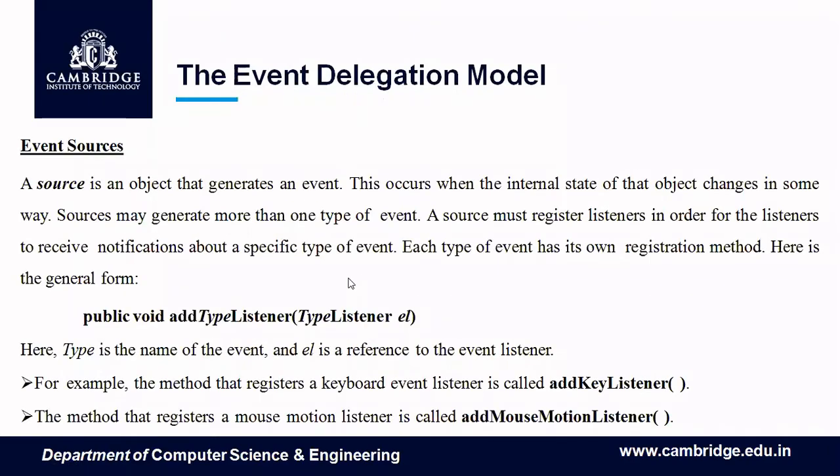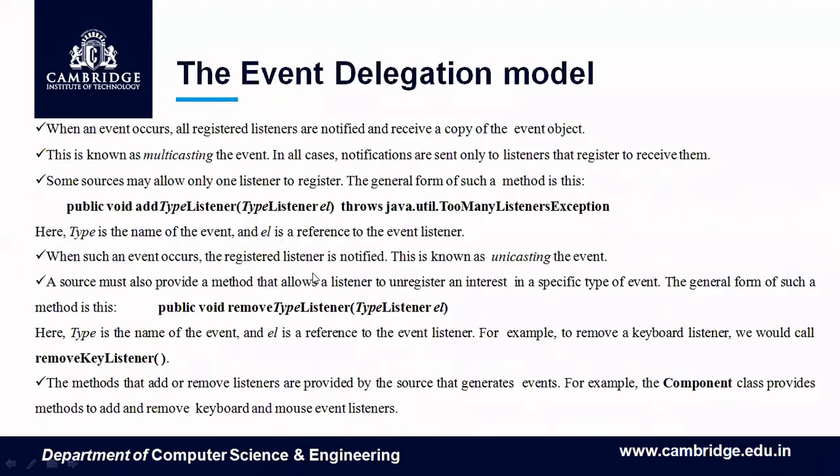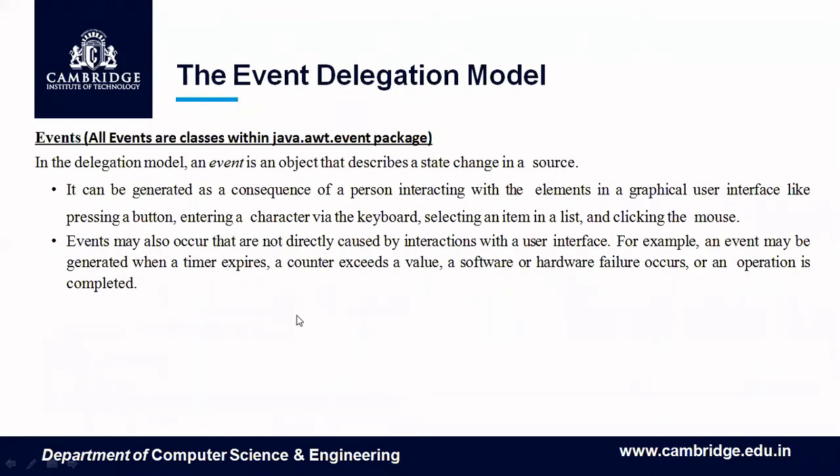Okay, so now we can see there is something called an event source. A source is an object that generates an event. It can be any state change. To register the listener, we should use the add type listener method. If we want to remove it, we can use remove type listener. The type can be key or mouse or action. Action is for a button. Okay, so event source we finished.